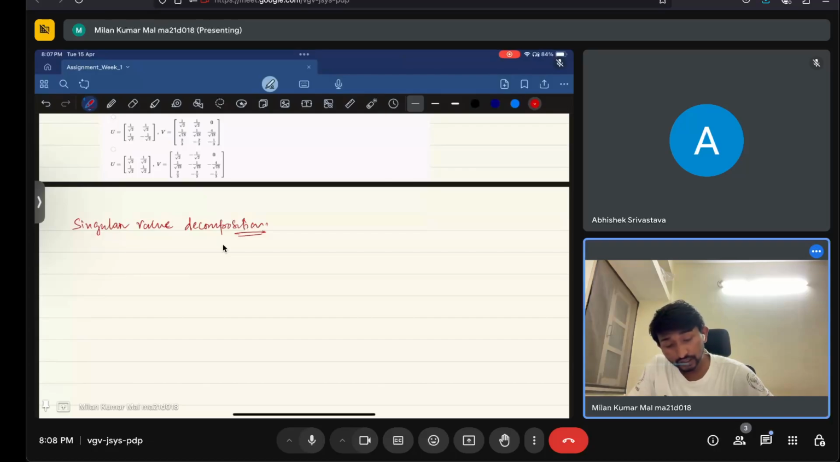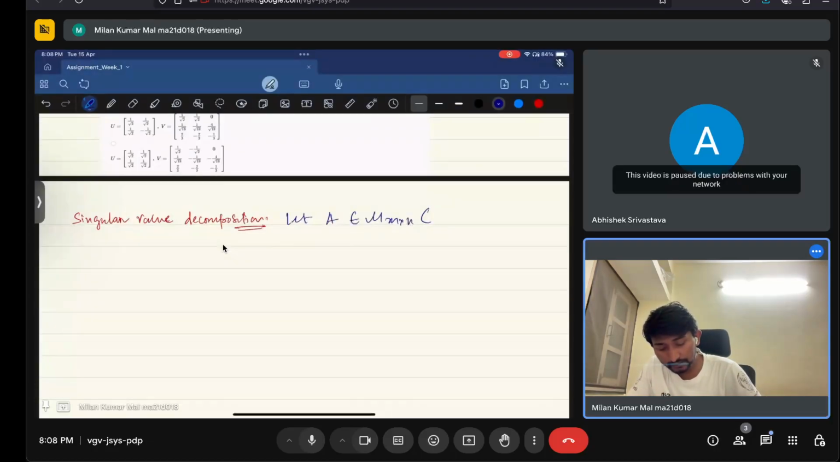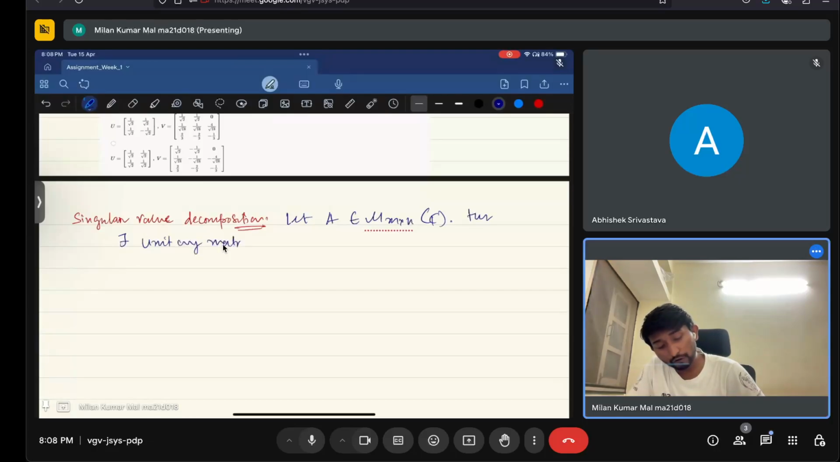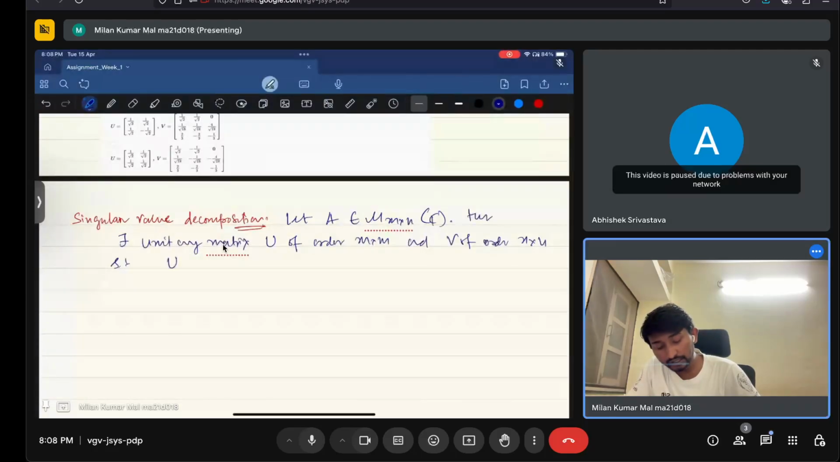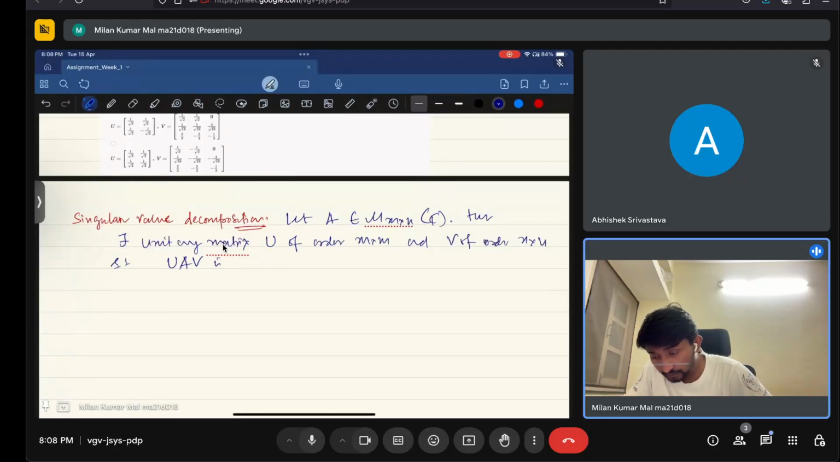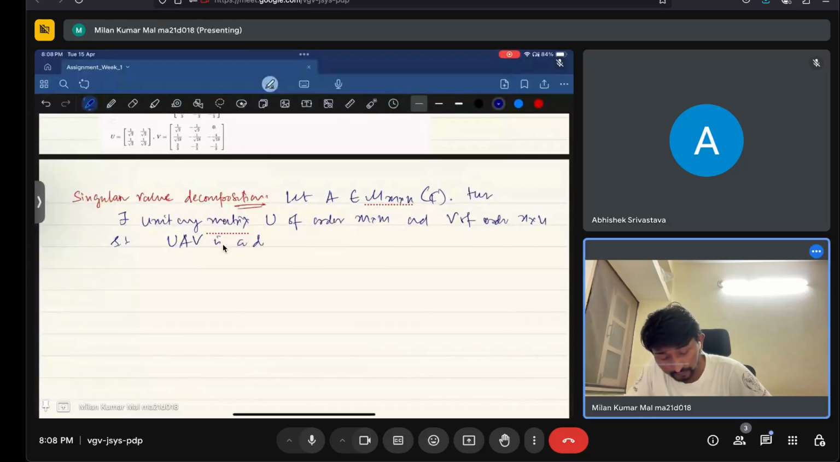Then there exists unitary matrices U of order m by m and V of order n by n such that U star A V is a diagonal matrix, and this decomposition is called the singular value decomposition.